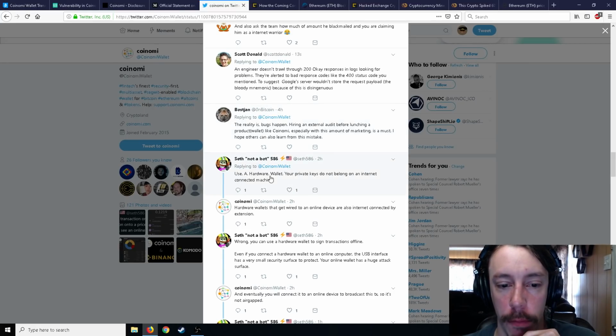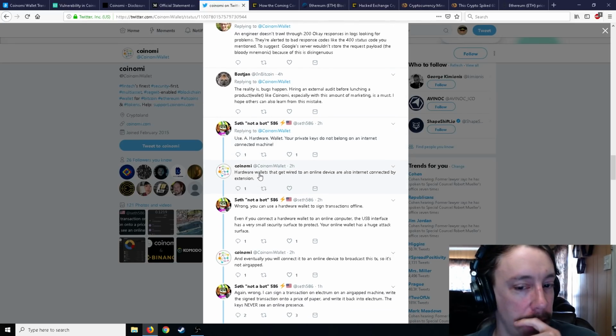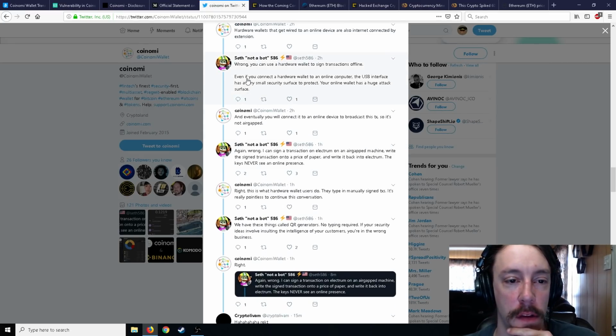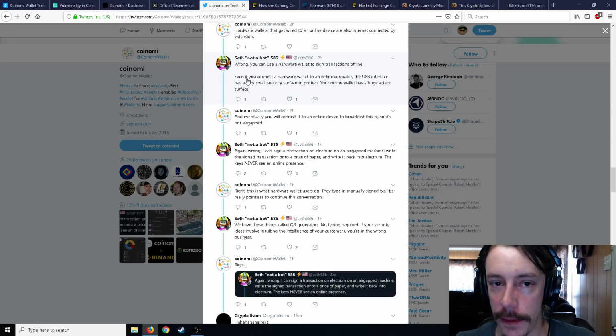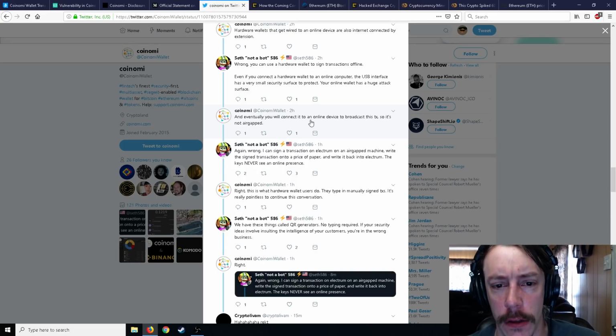One person said, use a hardware wallet. Your private keys do not belong on an internet-connected machine. So Coinomi responds, hardware wallets that get wired to an online device are also connected by extension. So he says, wrong, which is wrong. You can use a hardware wallet to sign transactions offline. Even if you connect a hardware wallet to an online computer, the USB interface has a very small security surface to protect. Your online wallet has a huge attack surface. It says, and eventually you'll connect it to an online device to broadcast this transaction, so it's not air-gapped. It says, again, wrong, which is wrong.